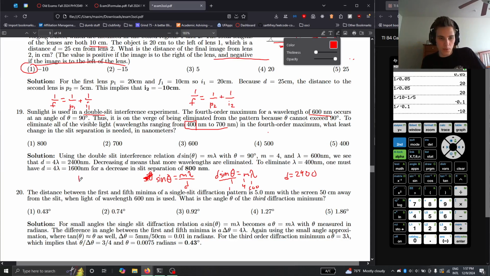So again, we'll do the same thing. We'll assume that here sine of theta, just like we did at the start, is going to be 1. And we have m, which is 4, and then our wavelength, which we're now defining to be the smallest wavelength in that visible spectrum, that 400. And so we just get d equals 1600 here. And the distance there is 800.